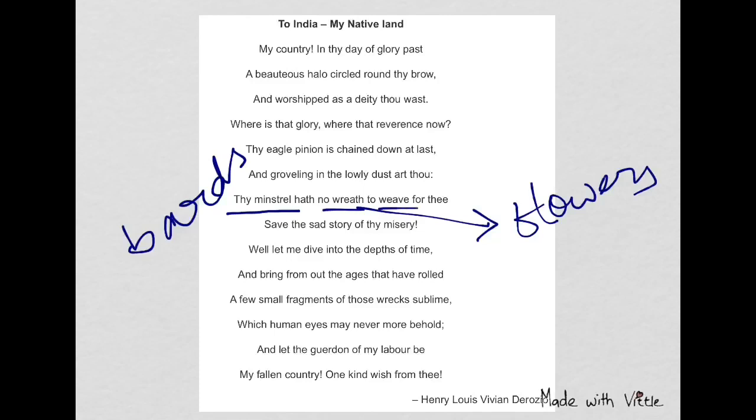To weave means to compose. For thee, for you, for the country. So the minstrels or the poets have no praise of her glory, but only the stories of her tragedy. They cannot write and sing for the country now.